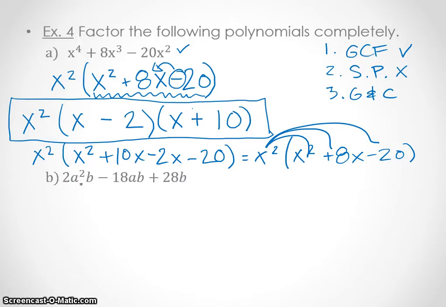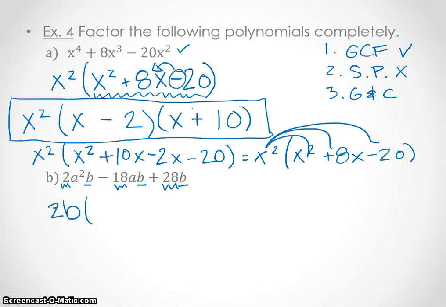B says 2a squared b minus 18ab plus 28b. Now the a's, no, but the b's, there's a b in each of them, so I can pull a b out. Is that all though? Well, notice these are all even numbers, so I can actually pull a 2 out. So we're actually going to pull a 2b out of this one.